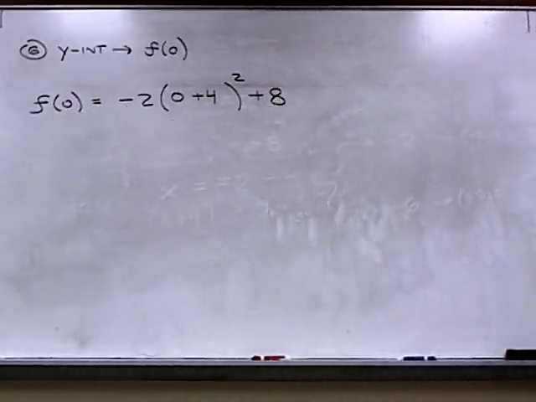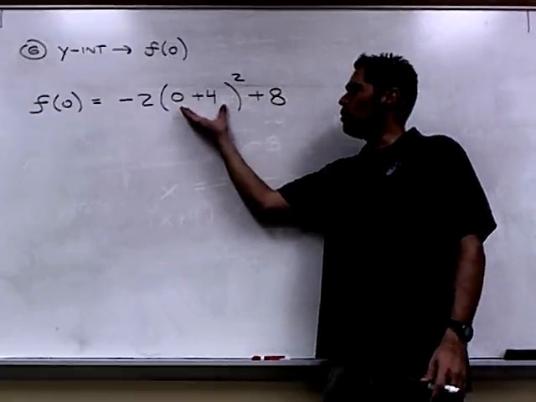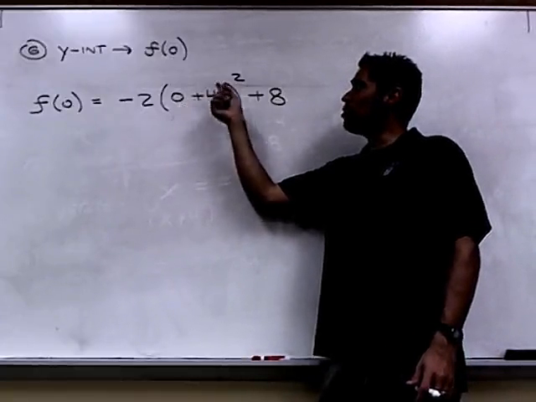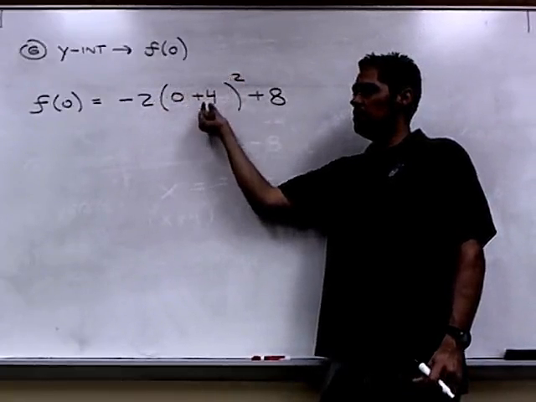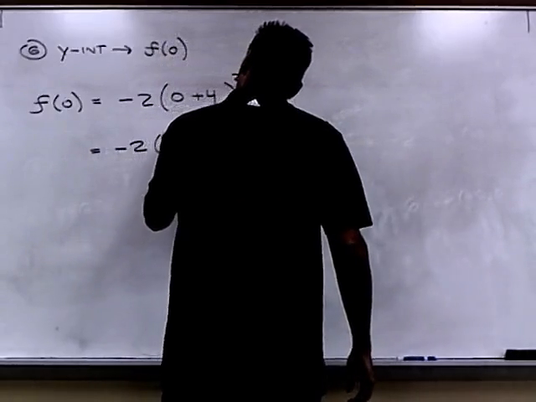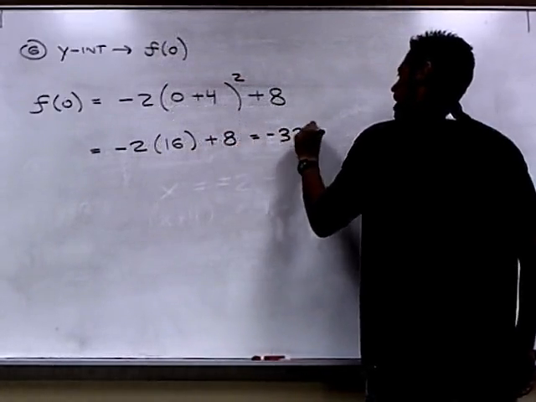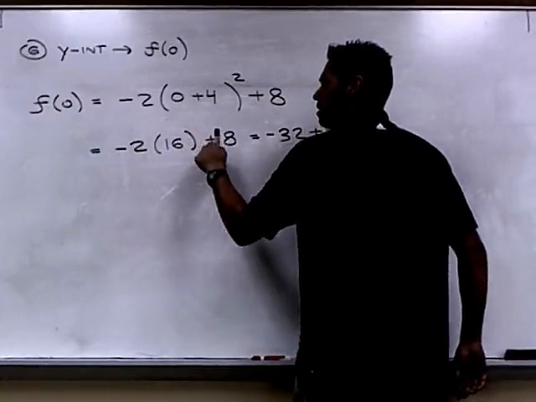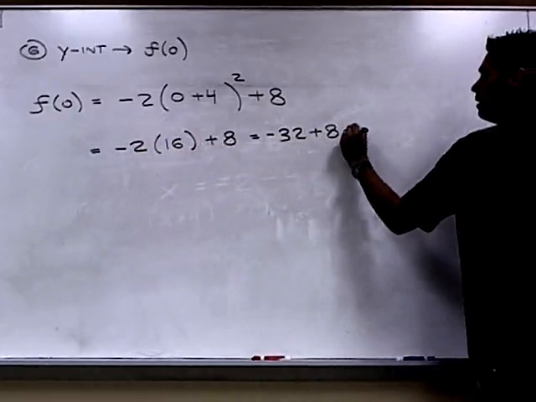All right, let's be careful with order of operations here. We do what's in parentheses first. 0 plus 4 is what? 4. 4 squared comes before the negative 2, right? 4 squared is 16. So we have negative 2 times 16 plus 8. That's negative 32 plus 8. So we do that multiplication before we do that addition. And what is that? Negative 24.